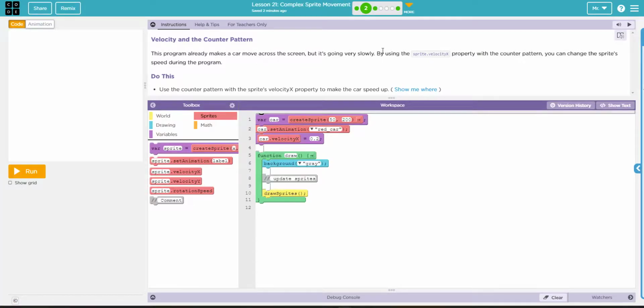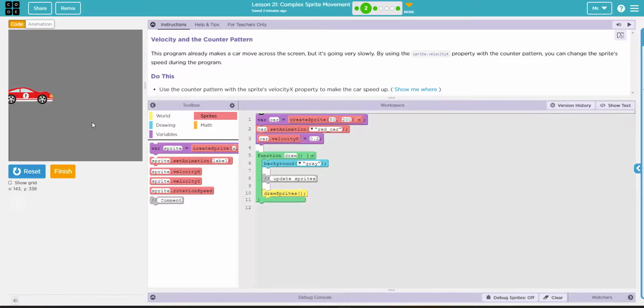So in part 2, we're going to practice using it. We're going to look at a car that's moving across the screen, but it's going very slowly. So we're going to use the velocity x property with the counter pattern to change the sprite's speed during the program. We're going to use a counter pattern with the velocity x block to make the car speed up. Right now the velocity is 2/10. We're going to do this in the draw loop. If we weren't sure, of course, we could do the show me where, and it'll tell us where to do that.